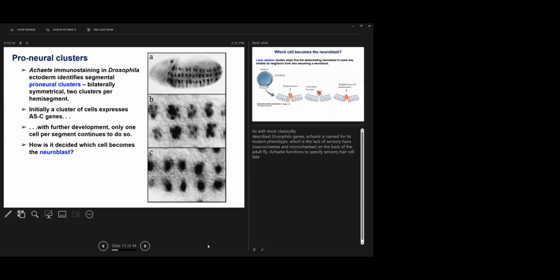Okay, so this is how you have expression of the pro-neural clusters in Drosophila, which generates the neurons because of the expression of the bHLH, basic helix-loop-helix, transcription factor, which transcribes the genes required for neuronal development. Okay, so any questions?